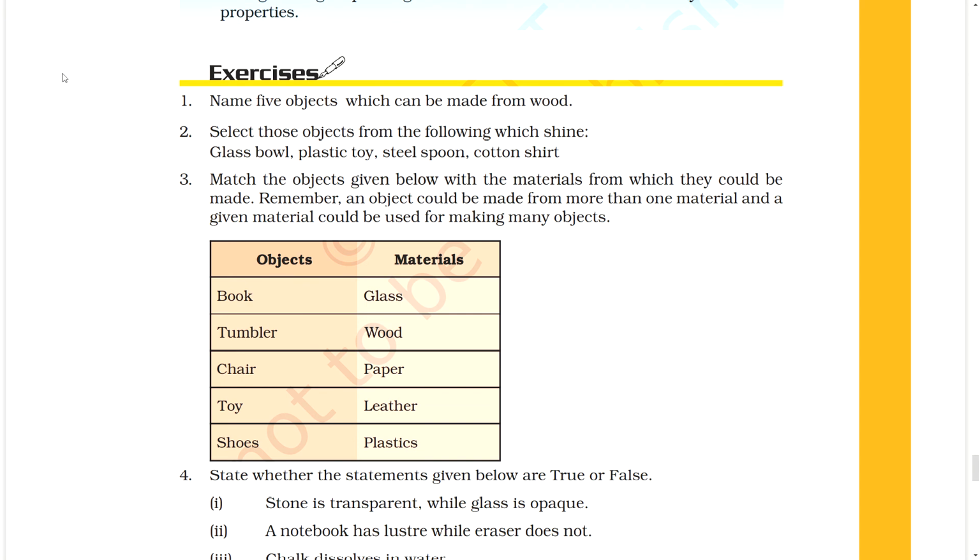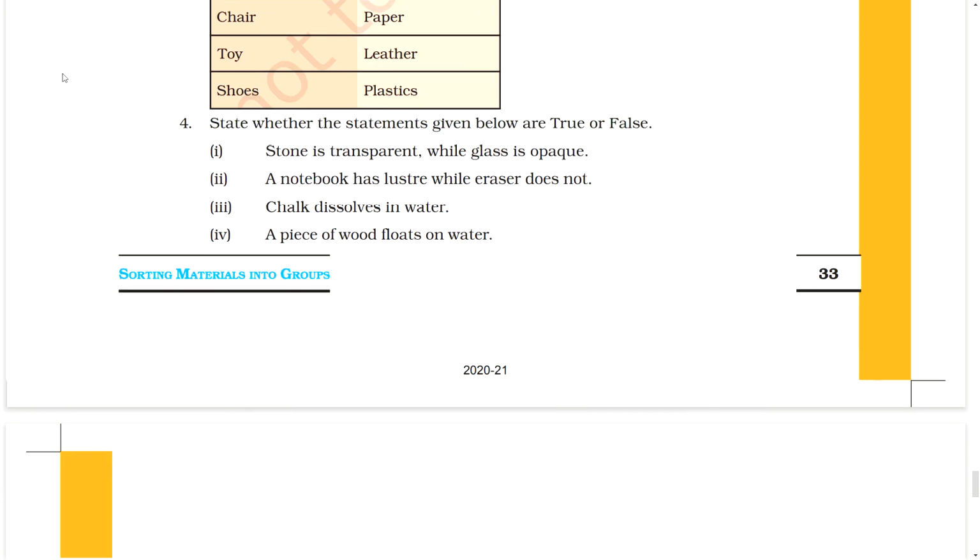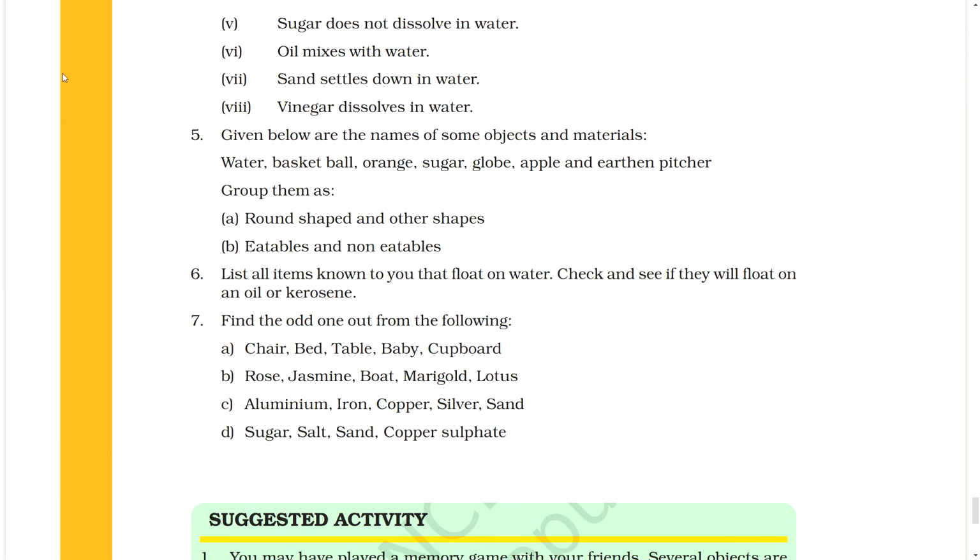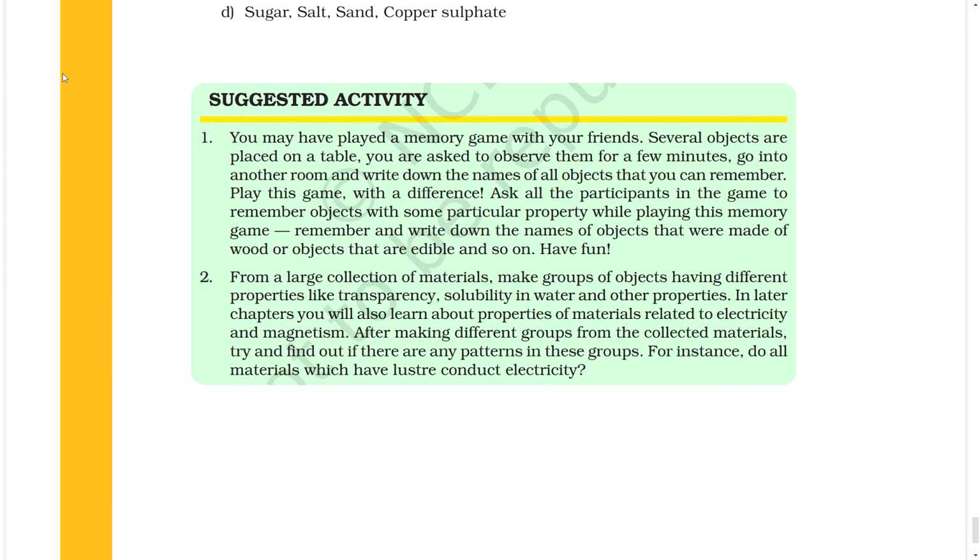Exercises. Do this and comment on this. Suggested activity 1. You may have played a memory game with your friends. Several objects are placed on a table. You are asked to observe them for a few minutes, go into another room and write down the names of all objects that you can remember.